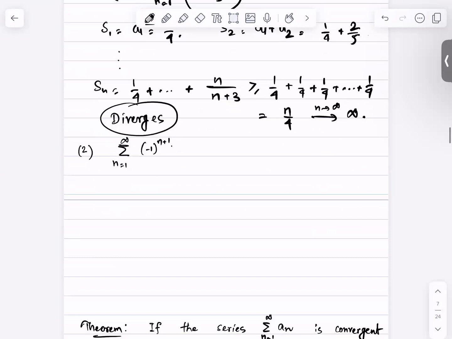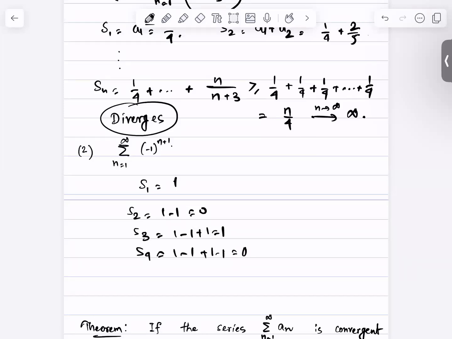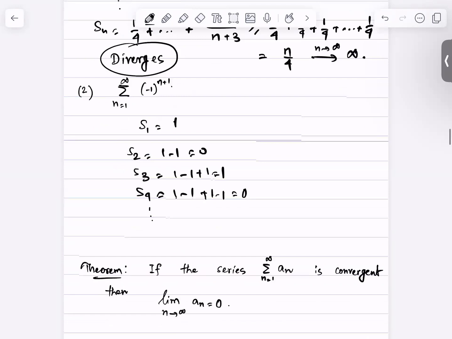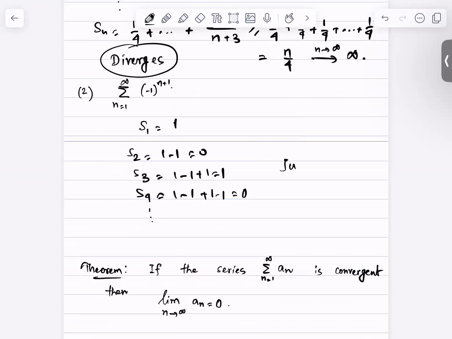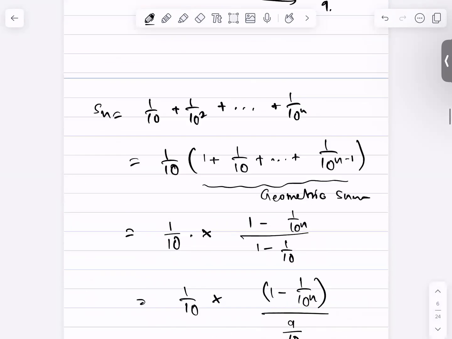Okay. The same kind of analysis goes here. Here S1 is 1, S2 is 1 minus 1, which is 0. S3 is 1 minus 1 plus 1, which is 1. S4 is again 1 minus 1 plus 1 minus 1, 0. And so on. So we can see that this n partial sequence of the series jumps between 0 and 1.